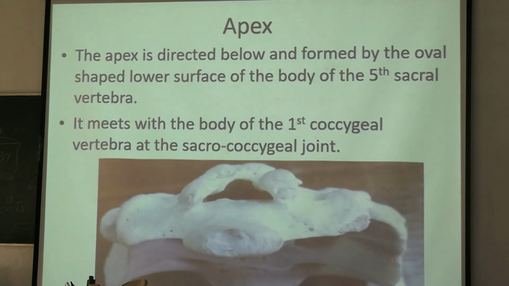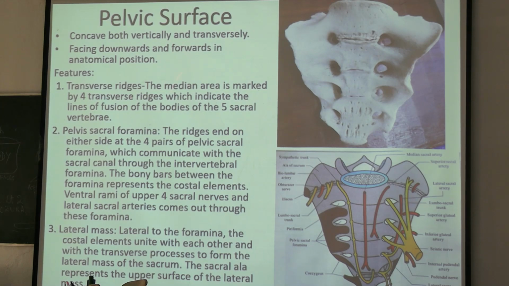Okay. Next, we go to the apex. Here is the apex. The apex is directed below, formed by the oval shaped lower surface of the body of the fifth sacral vertebra, and it meets with the body of the first coccygeal vertebra at the sacrococcygeal joint. Okay, this is the apex. We are viewing from below. Next, we go to the surfaces. So, base and apex you have discussed.